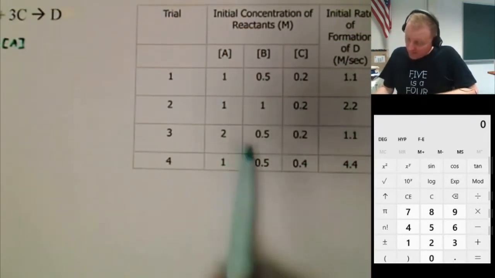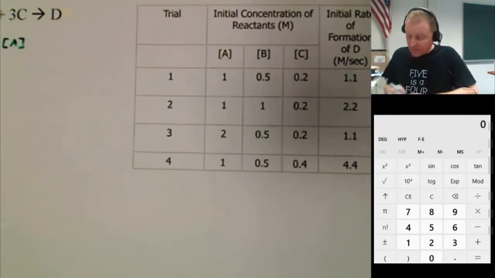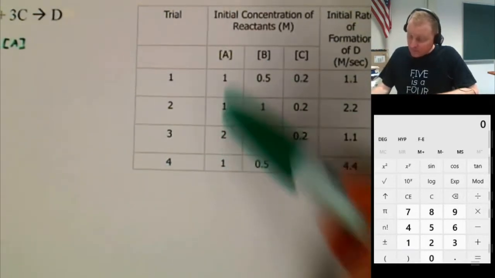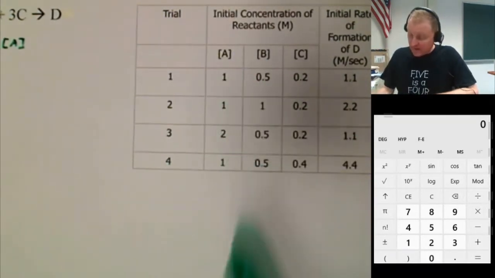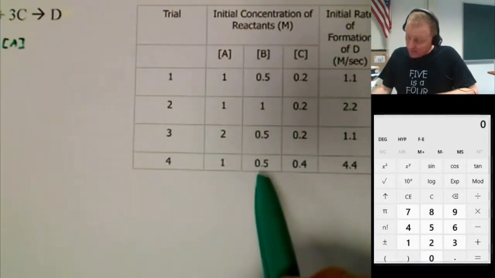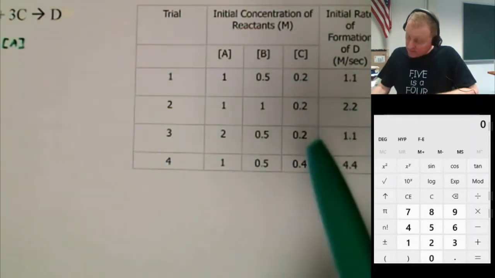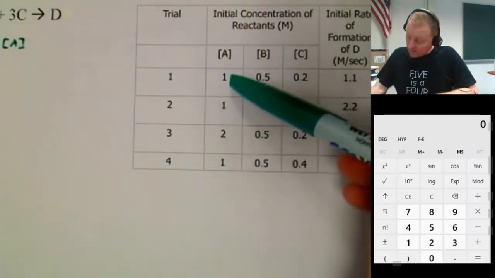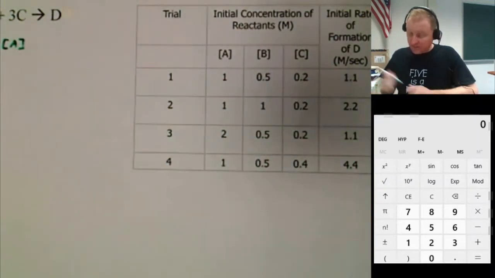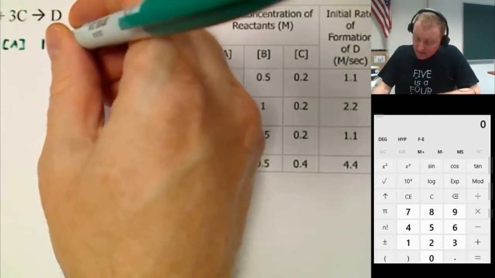Well, I need A to change, and so I'm going to take a look here. So 3 is definitely going to be one of my experiments because 1, 2, and 4 all have the same A. So let's look at 3 and see if we can find an example where the other ones are the same. So if I look at 3, other ones are the same. So between 1 and 3, A is doubling, B is the same, C is the same. So for A, I'm going to use experiments 1 and 3.